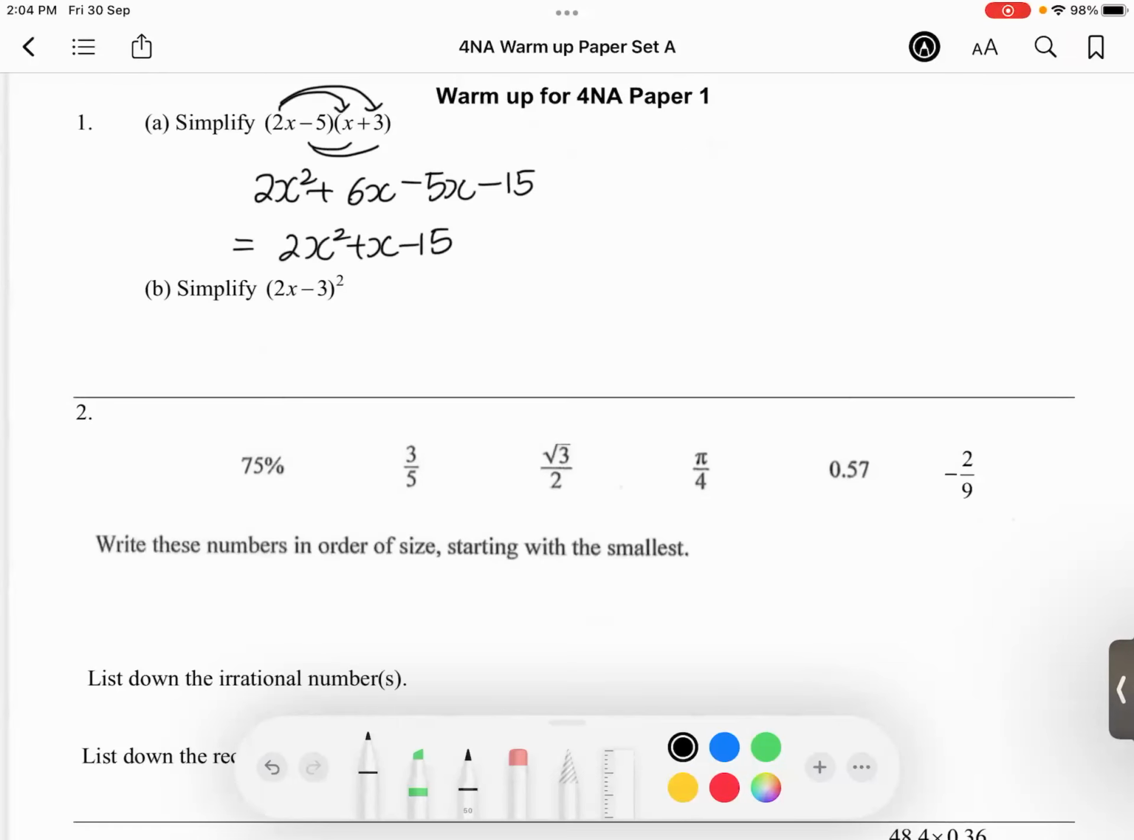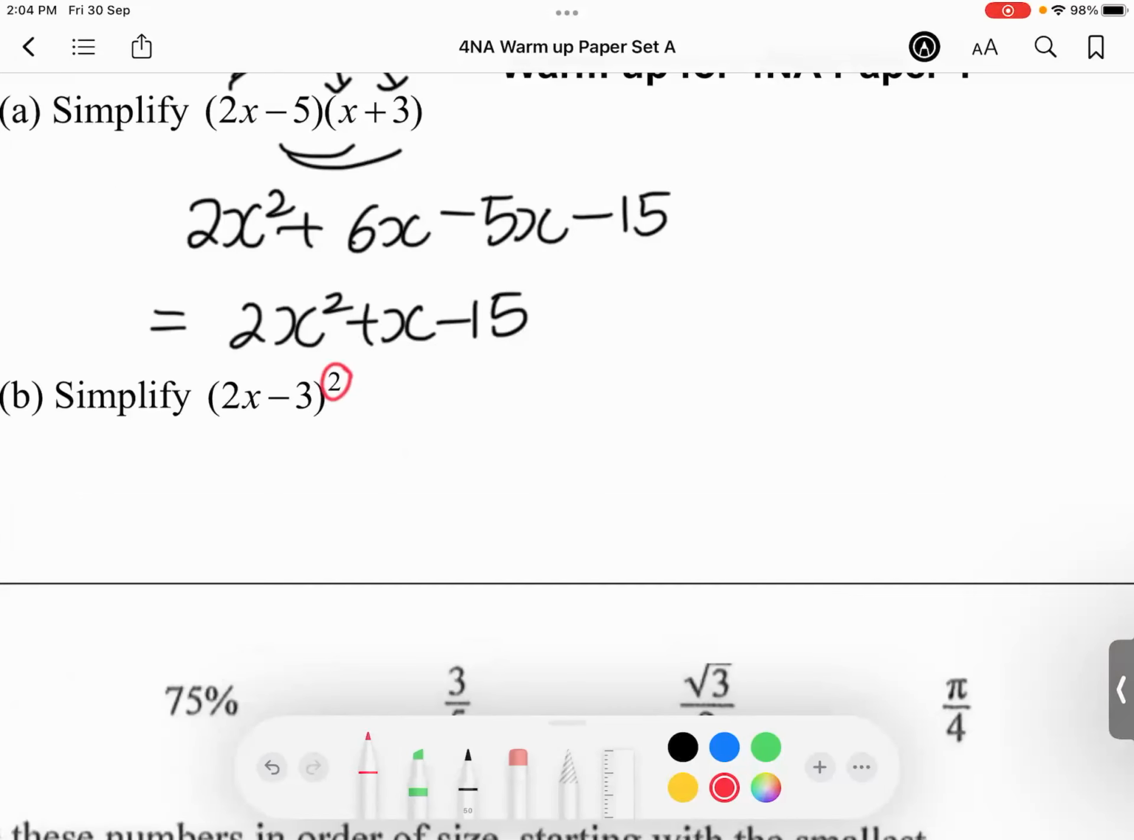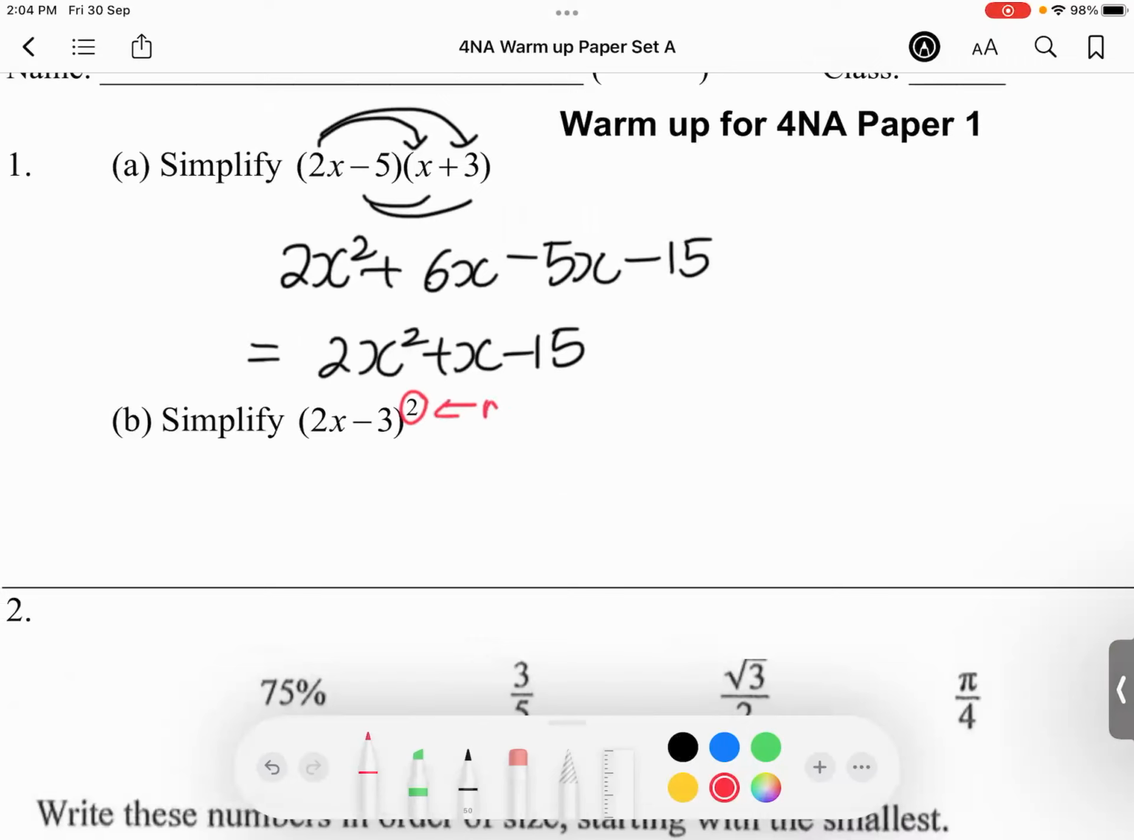Okay, next question. Now for questions that look like that, what do you notice? There's a power 2 here. When there's a power 2, this means repeat it 2 times. Repeat the whole expression 2 times. So this is 2x minus 3 times 2x minus 3 again. Okay, should be the same sign, right?